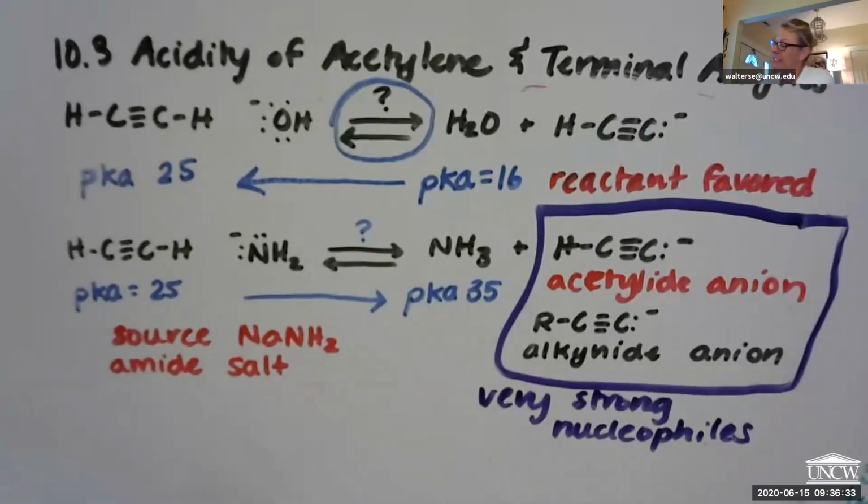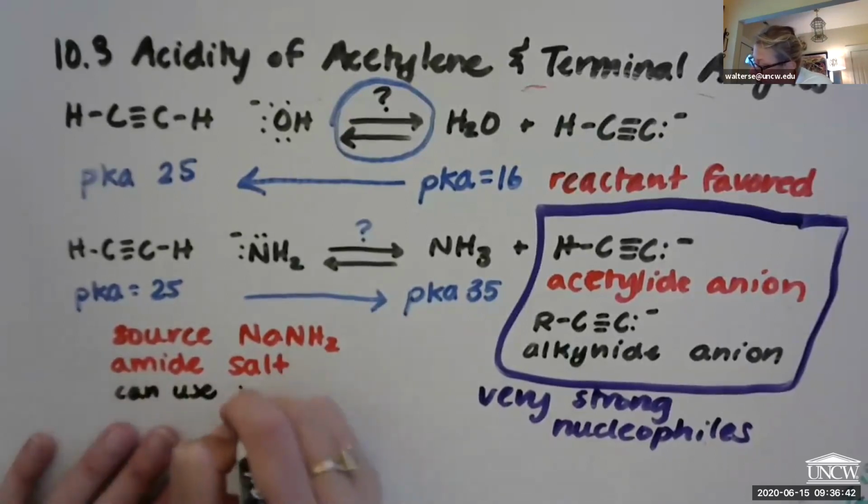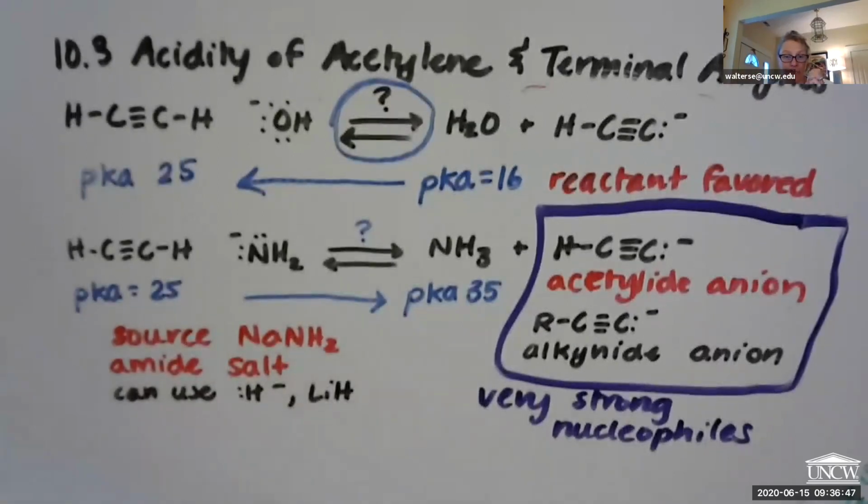This isn't the only base that will do this. You can use hydride, but again, you'd need a lithium hydride salt. Hydride is a strong enough base to also do this protonation, although the most commonly used is amide. With hydride, you're going to end up having to release hydrogen gas, and hydrogen gas is flammable, so it's just one more thing to worry about. But you do make strong nucleophiles, which are very useful.